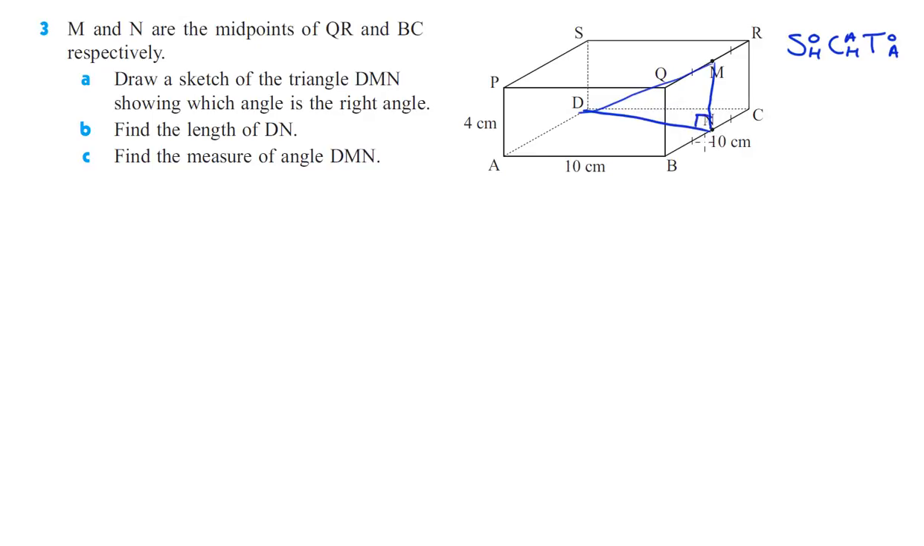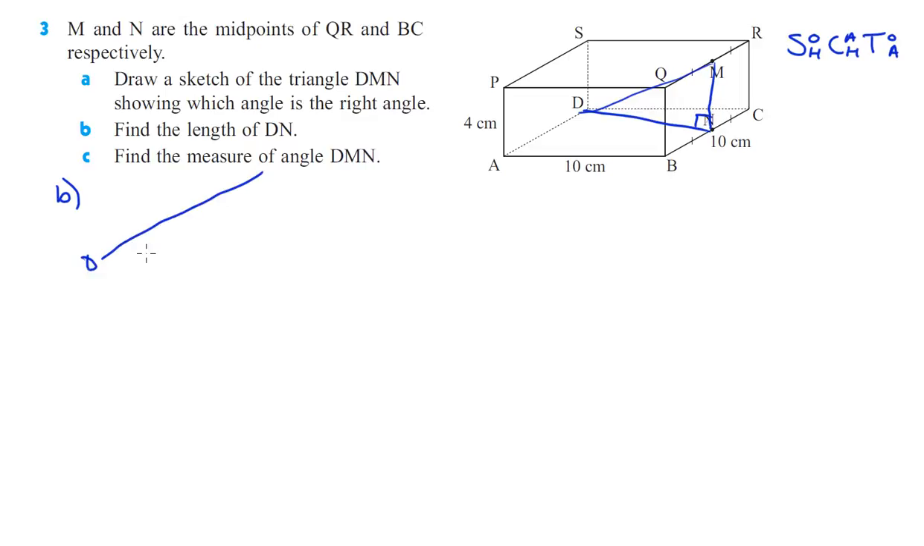So, and that's going to be our right angle right there. Draw a sketch of the triangle DMN showing which angle is the right angle. Okay, so we actually just kind of did that. For part B, find the length of D to N. So I'm just going to redraw this out here just to make this a little bit nicer looking.